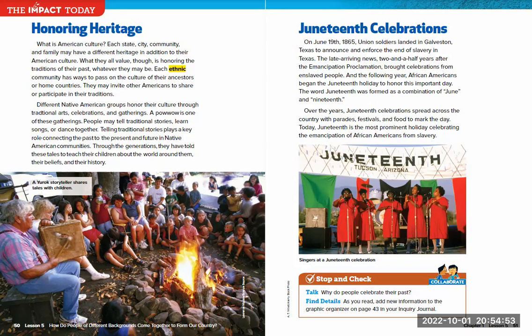The word Juneteenth was formed as a combination of June and 19th. Over the years, Juneteenth celebrations spread across the country with parades, festivals, and food to mark the day. Today, Juneteenth is the most prominent holiday celebrating the emancipation of African Americans from slavery. And here we have a photo of singers at a Juneteenth celebration in Tucson, Arizona.